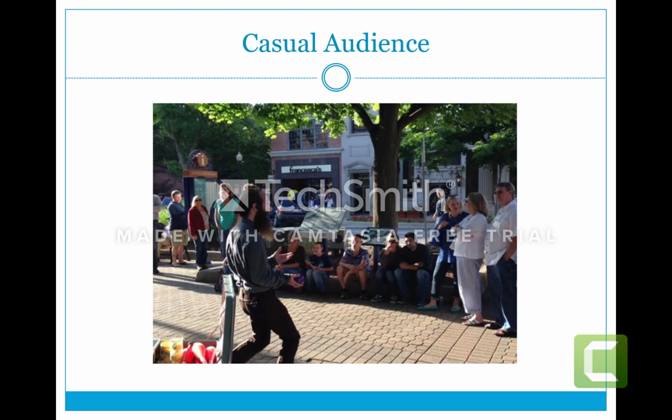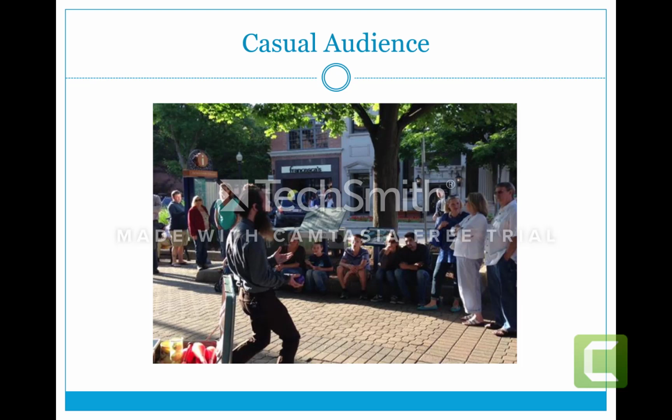So there are ways to mesh, but it's important to understand what audience you're going to be dealing with as a public speaker, because it's really going to help you figure out how to hone your message in a proper way. So those are the types of audience. You want to understand that before you go into any kind of speech.